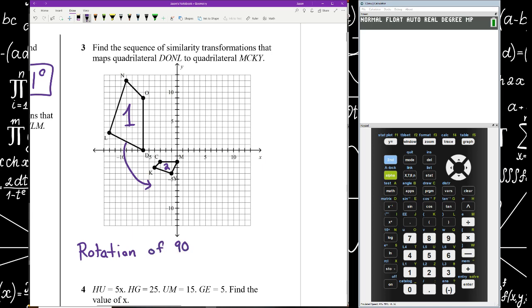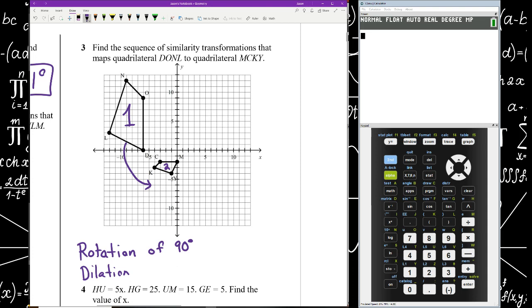But that was not the only thing that happened to this. It also ends up shrinking. So a shrink is a dilation. Right? But we need to figure out of what scale factor. Scale factor is how much you multiply something by to get from one to another. Right? So dilation with a scale factor.